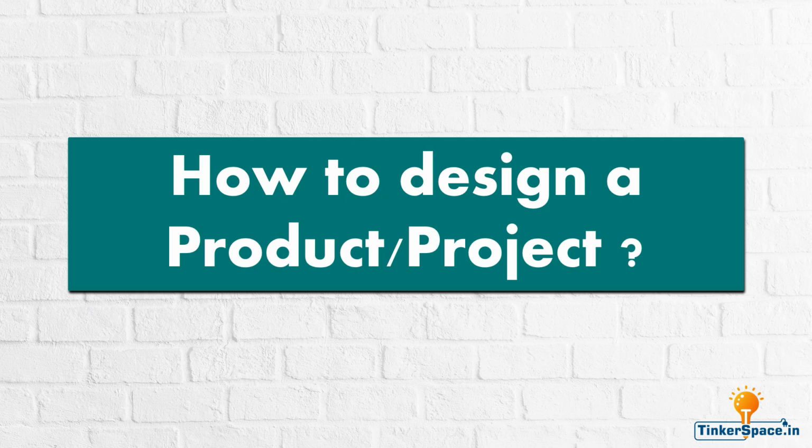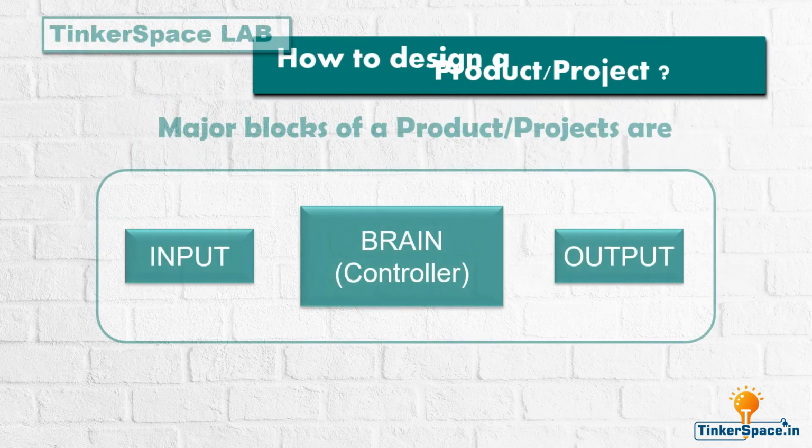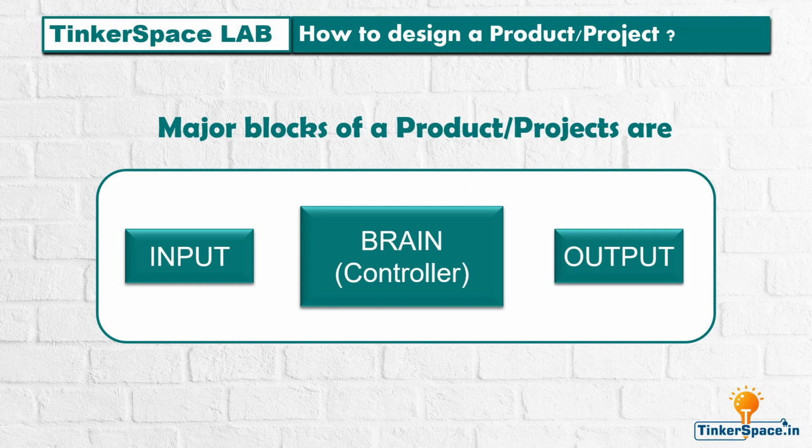Now let's look at how we can design a project by dividing it into three main parts: input, brain or controller, output. Input, where information is collected; brain, which processes the information; output, which performs an action or shows a result. To make things easier to understand, let's compare this to a human system.